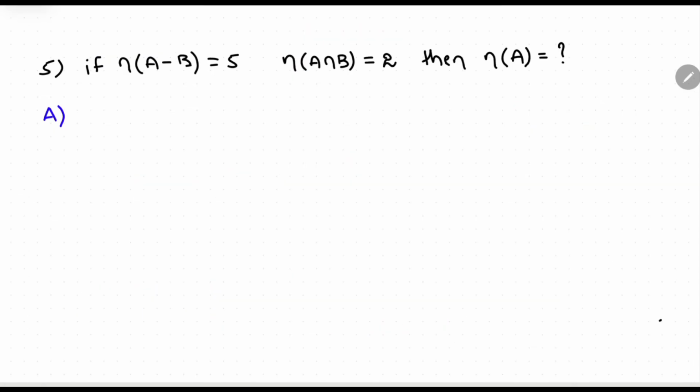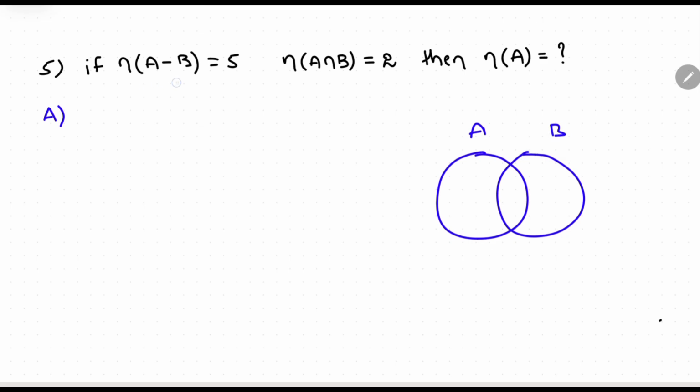So in the problem, n of A minus B equals 5. N of A intersection B equals 2. Then find the number of elements of A. So I am taking set A, and set B. So what is the A minus B there? A minus B means only A portion. Okay. So it is the A minus B portion.